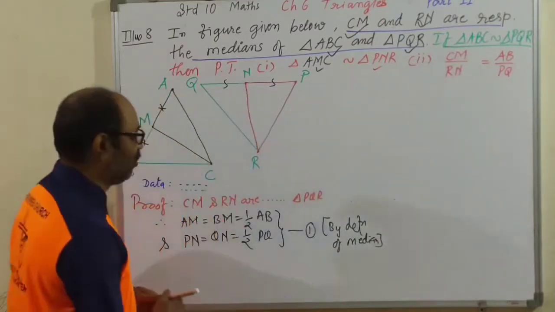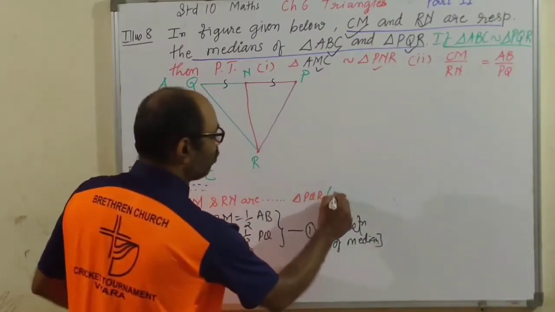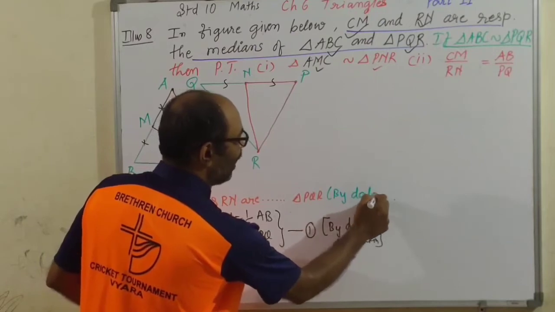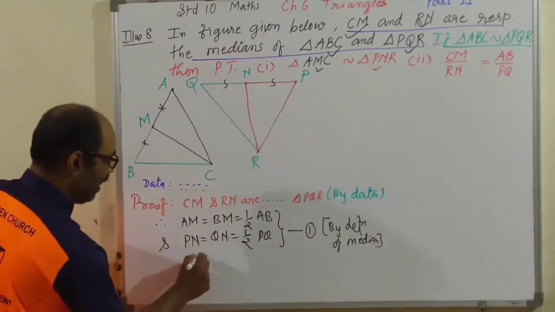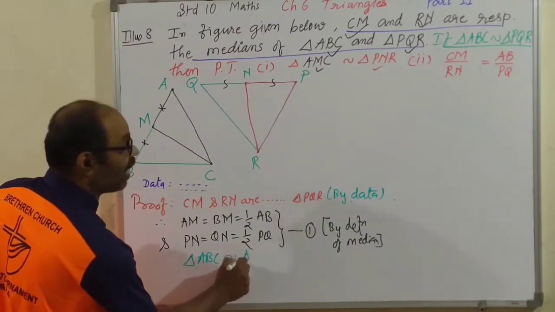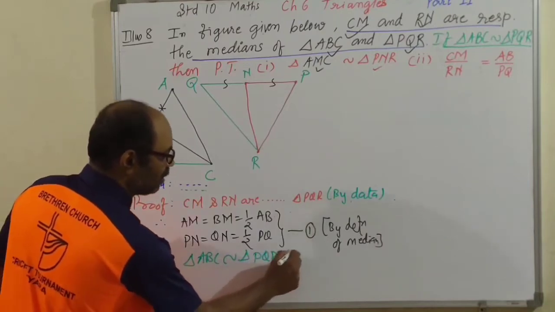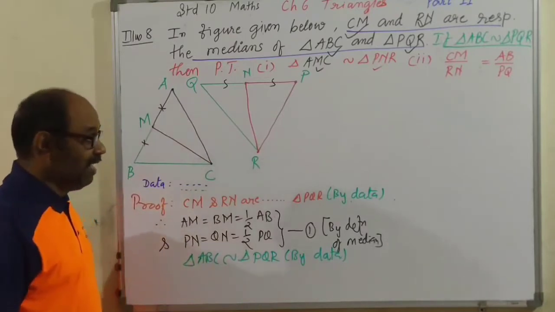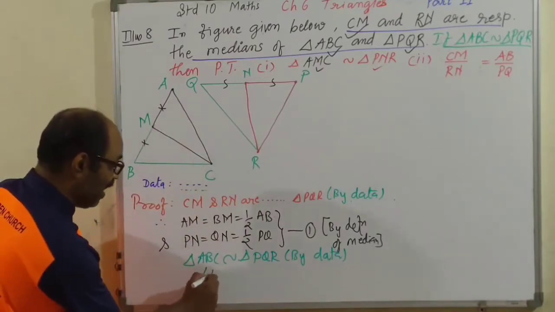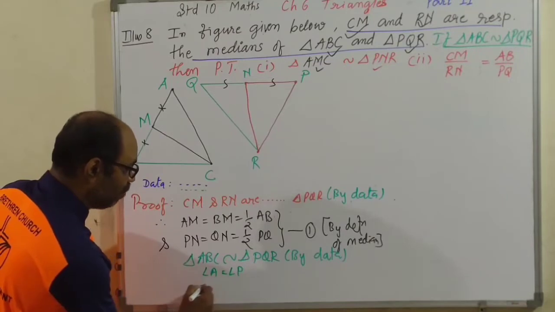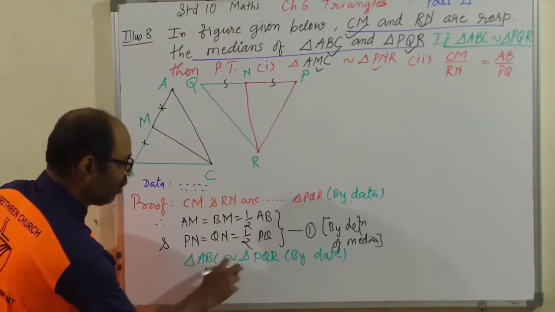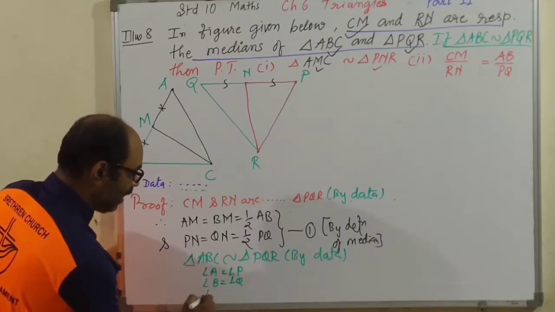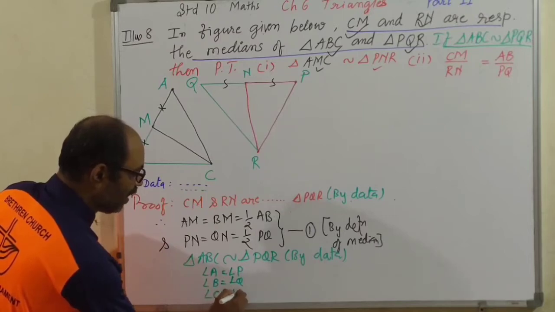Triangle ABC is similar to triangle PQR. Here you have to write by data. This is also by data. So two things we will have, children. Angle A equal to angle P, angle B equal to angle Q, angle C equal to angle R.